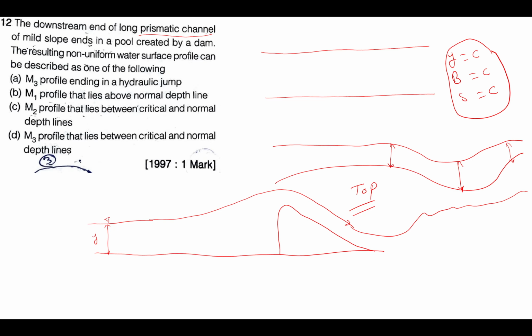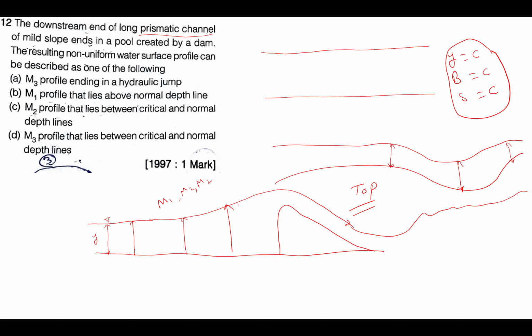So here the question is the resulting non-uniform water surface profile. This is the non-uniform water surface profile. Here the depth is different, here the depth is different. So at a particular time throughout the channel your depth is different, so we have non-uniform flow depth here. It can be described as one of the following, whether it will be, because mild slope is already given, M1, M2 or M3.